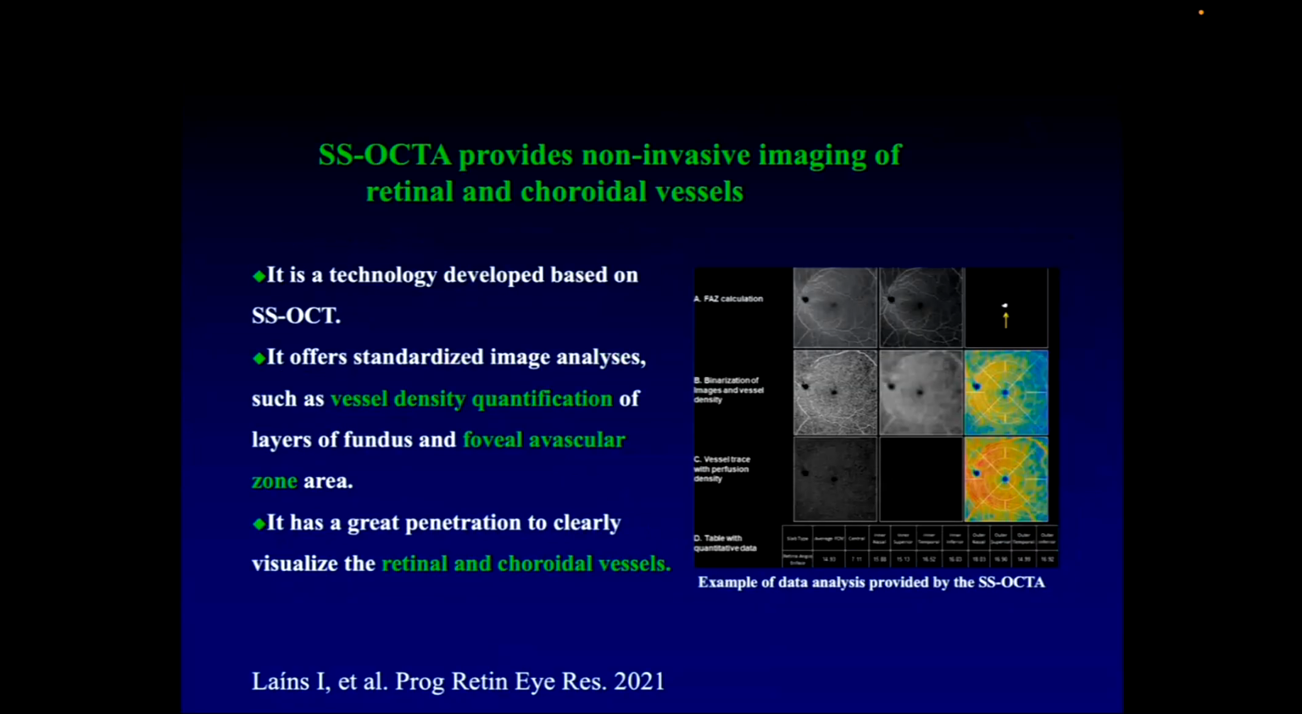SS-OCTA provides non-invasive imaging of retinal and choroidal vessels. It is a technology developed based on SS-OCT. It offers standardized image analysis, such as vessel density quantification of layers of the fundus and fovea, and foveal avascular zone area. It has great penetration to clearly visualize the retinal and choroidal vessels.